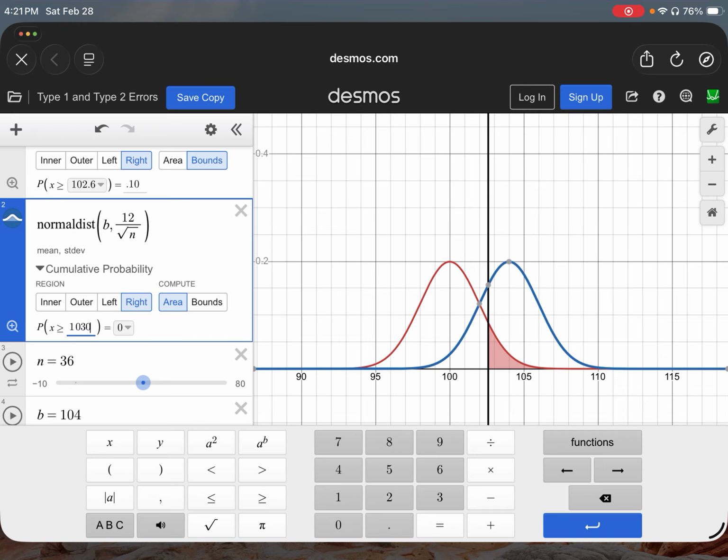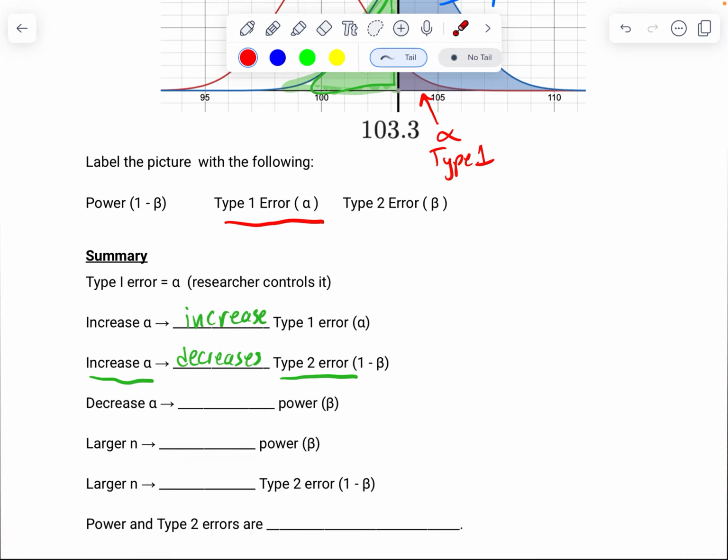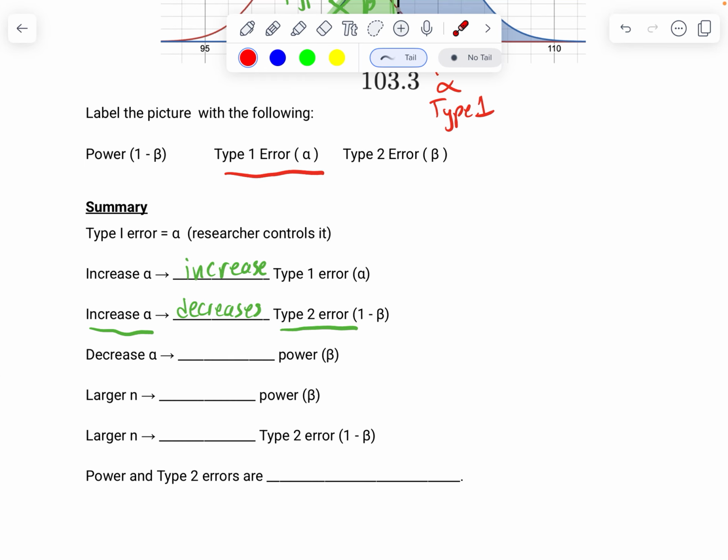If I go back to 103.3 for a second, that's what it was. You see it's 63%, and that was the power. If I now go to 102.6, the power went up to 75 or 76%. So I increased alpha to 10%, and the power went up. Okay, so that answers this question. It's the reverse of this: if you decrease alpha, the power will go down. I'll show you that here too.